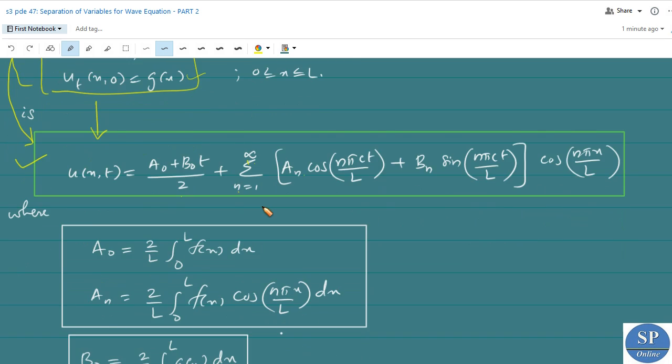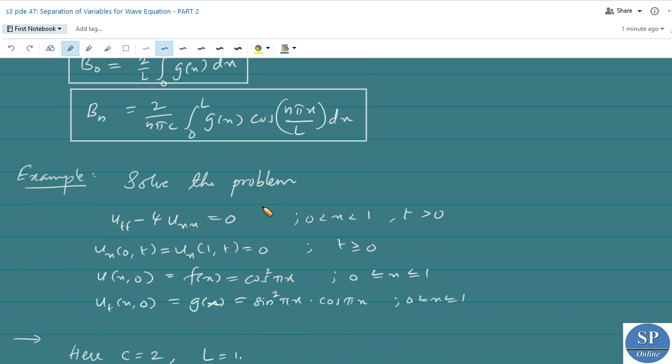Okay, so we can discuss a problem. Solve the problem utt minus 4uxx equals 0 for 0 less than x less than 1 and t greater than 0, ux of 0, t equal to ux of 1, t equals 0 for t greater than or equal to 0. U of x, 0 equal to f of x, which is cos square pi x. That is the first initial condition, and the second initial condition is ut of x, 0 equal to g of x, which is sin square pi x into cos pi x for 0 less than or equal to x less than or equal to 1.